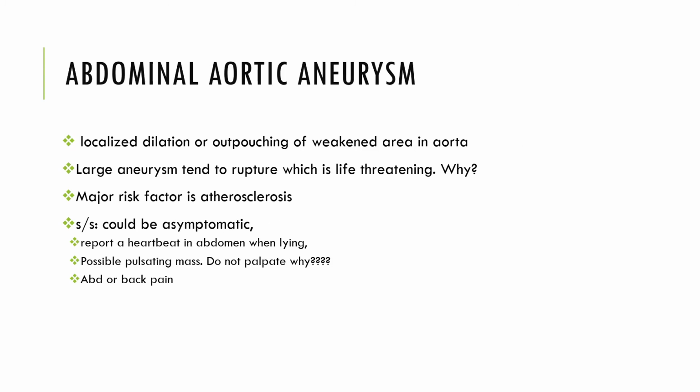An abdominal aortic aneurysm, or an AAA, is a localized dilation or outpouching of a weakened area in the aorta. Large aneurysms tend to rupture, which can be life-threatening. Why is that? What exactly does our aorta do? So think back to our diagram of the heart. Where is the aorta? If you remember, the aorta comes off of your left ventricle. So our aorta is what's sending blood to the rest of our body. So why could that possibly be life-threatening? Are we getting any blood return back to the heart?